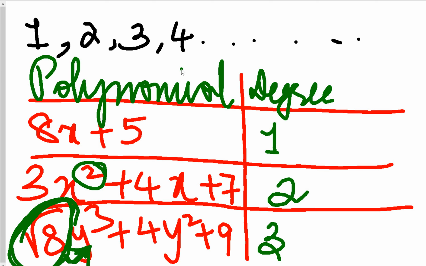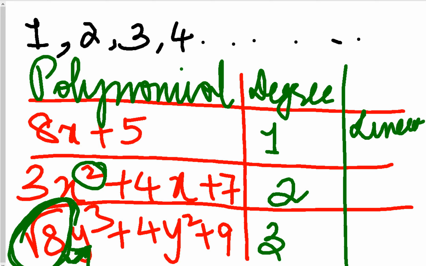Suppose the degree is 1. Degree of the polynomial is 1. What do I call the polynomial as? A polynomial with degree 1 is called a linear polynomial. And a polynomial with degree 2 is called a quadratic polynomial.